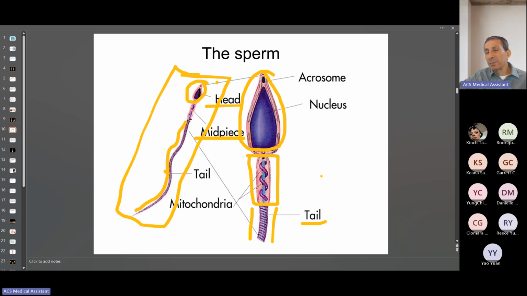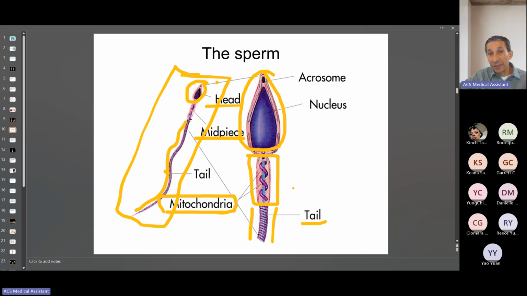So a sperm is made of head, neck, and tail. But we don't call it neck, we call it midpiece because it's in the middle. Most of the cells that it contains right here are mitochondria. These are the organelles. Remember those very tiny structures. And what is the function of mitochondria? The power plant of the cell. This is the one that produces energy.